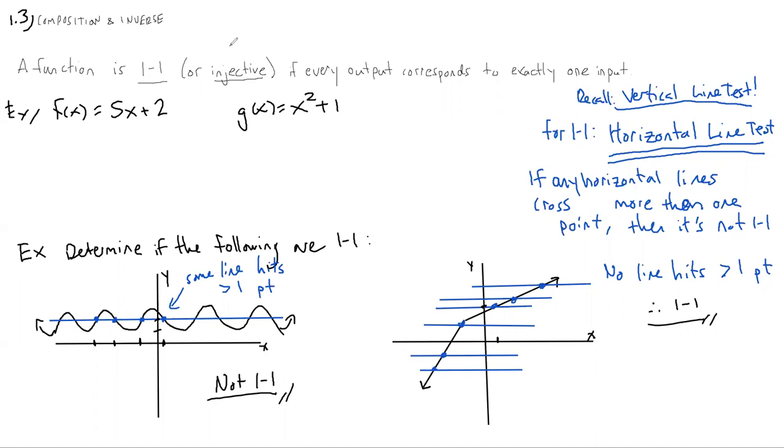There's not a quick test for this. For the second one, what we could do is think back to what I was talking about at the start here. I know that g of 2 and g of negative 2 are both 5. So that thing's not 1-to-1, but I'm able to do that because I know that those numbers work.